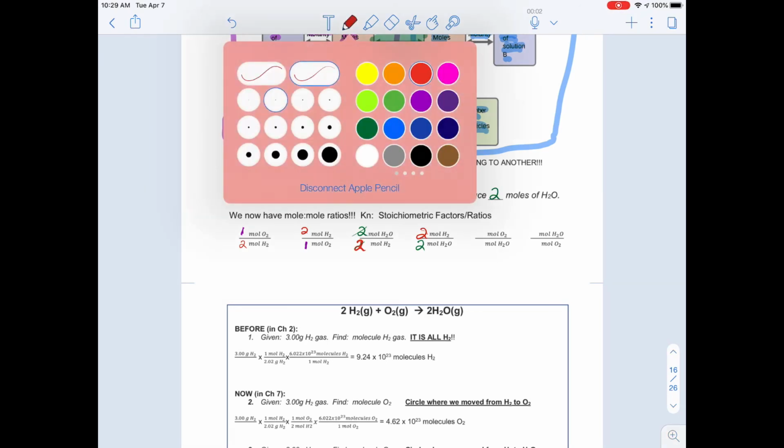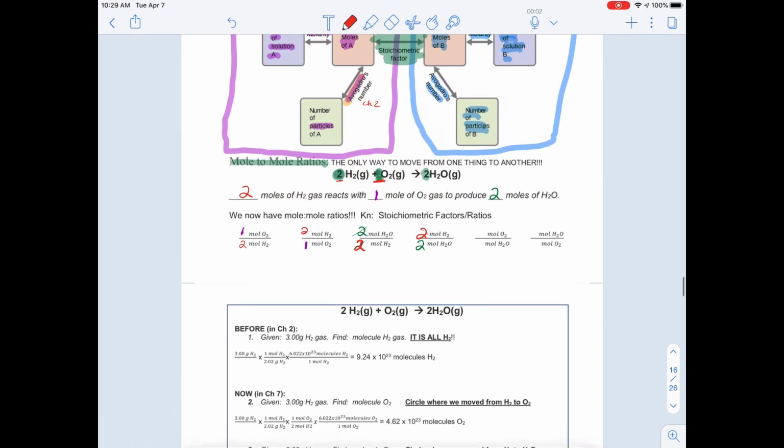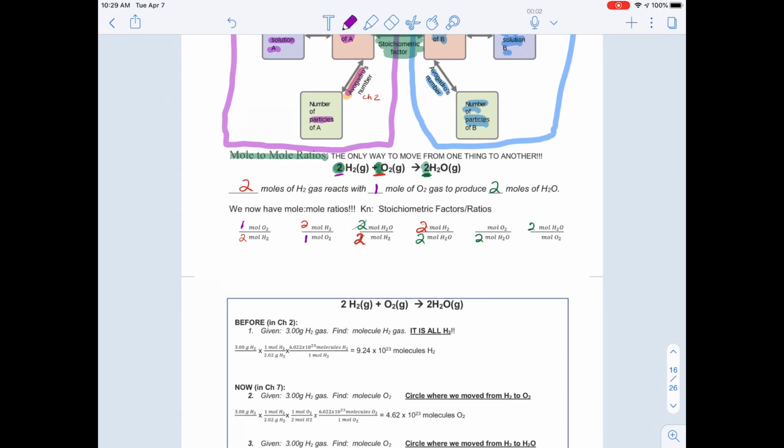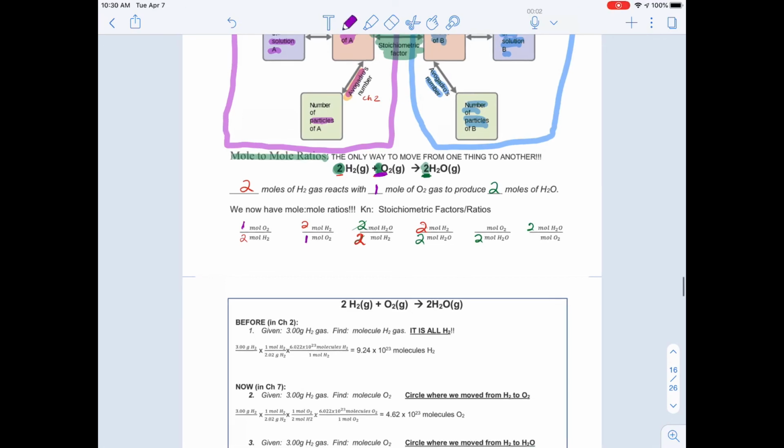All right, now we're going to go from moles of oxygen to moles of water. So my water's the 2. Notice it's 2 right here. My oxygen is right here. So my oxygen is right there. And I can go from 1 to 2 or 2 to 1 on my moles of oxygen.